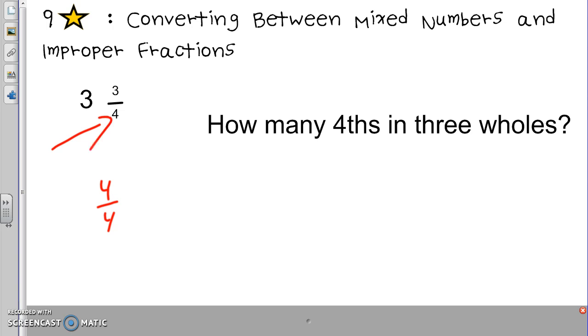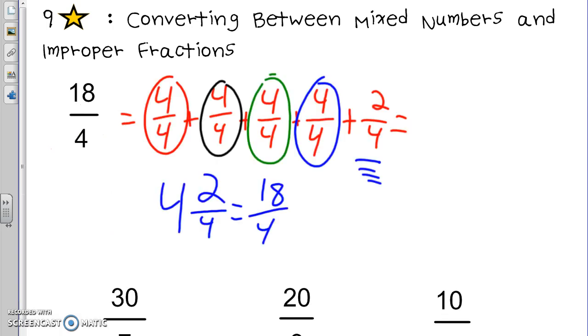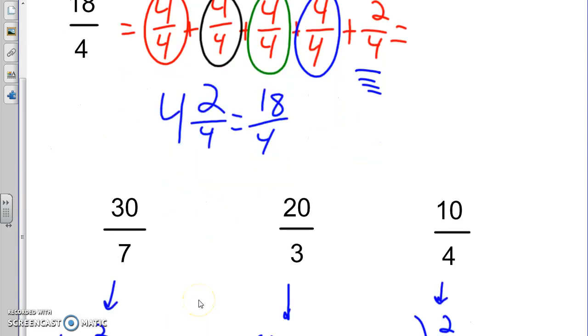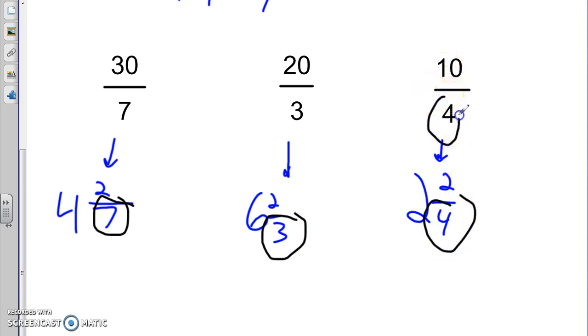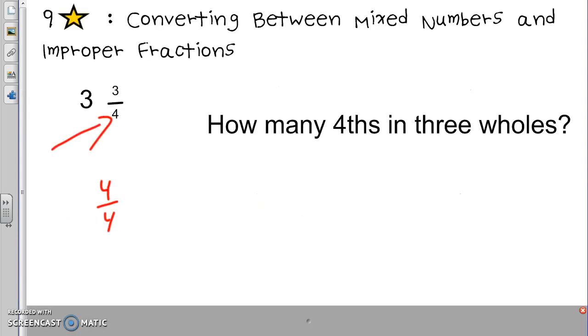The denominator is telling us that's not going to change. You'll notice in all of these. Actually, let me go back. Let me show you real fast. You can see that the denominator doesn't change in this work here. 37ths, denominator is a 7. 20 thirds, denominator is a 3. 10 fourths, denominator is a 4. So same thing goes for this over here.